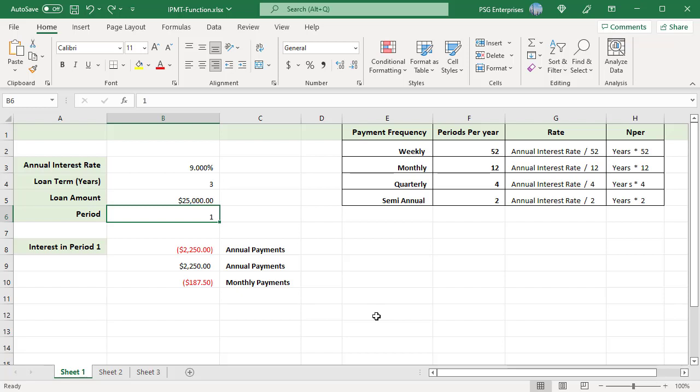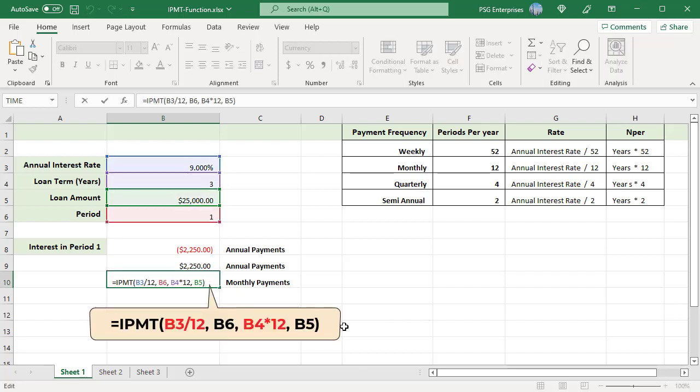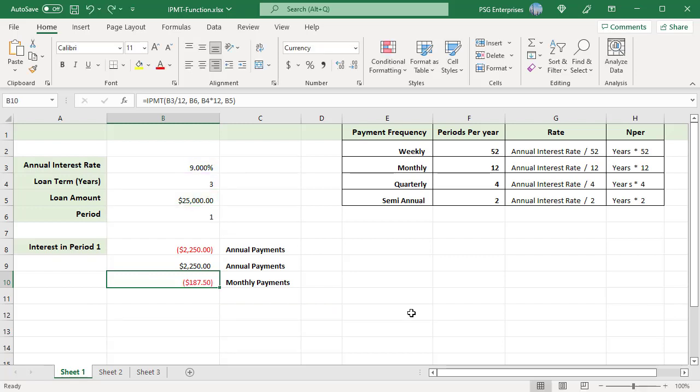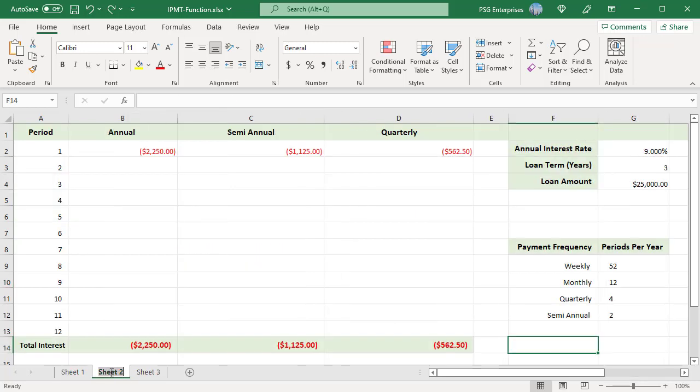If monthly payments are made on the same loan, use this formula. Number of periods per year is 12. For rate, divide annual interest rate by 12, and for total number of periods, multiply years by 12. You can see the monthly interest payment.